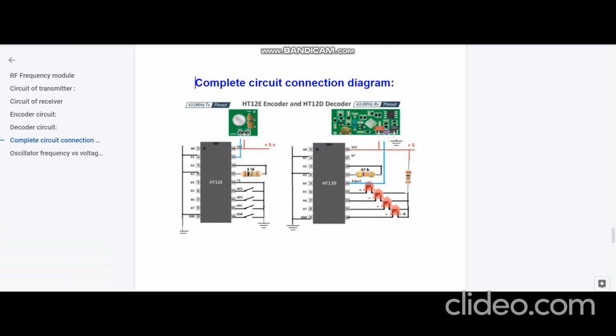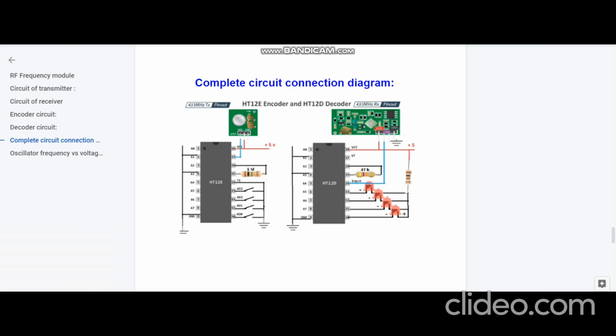Connect a 1 mega ohm resistance across pin number 15 and 16 of ST12E. Connect pin number 14 of ST12E to ground. Connect one end of an on-off switch to pin number 13 and the other end to ground. I need just one output for demonstration, so I am using one switch only. You can use 4 switches and connect them to pin number 13, 12, 11 and 10.